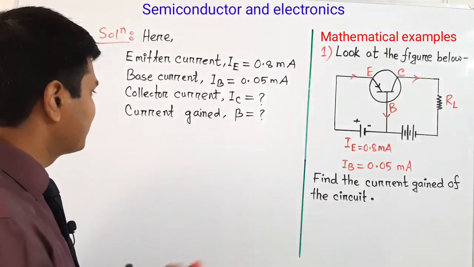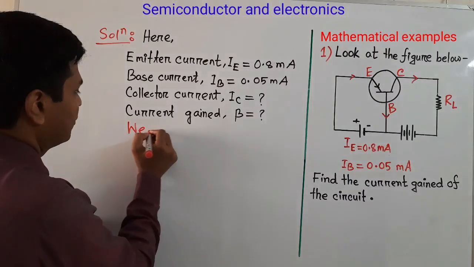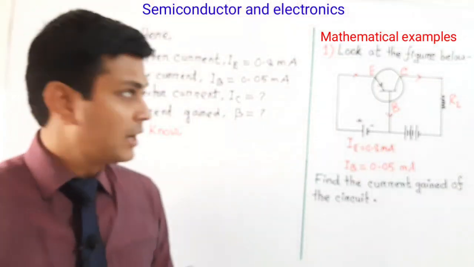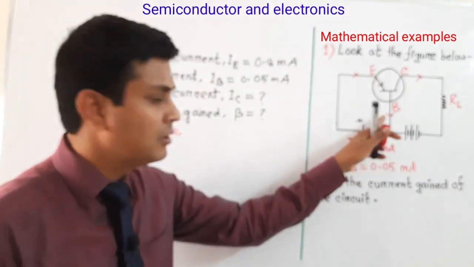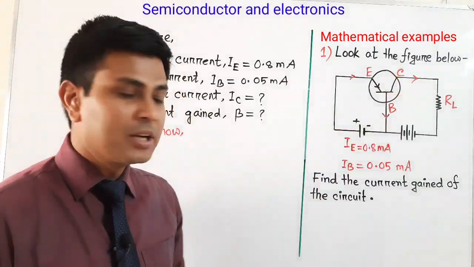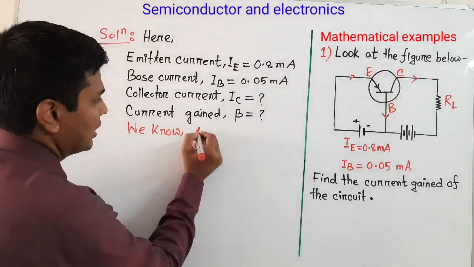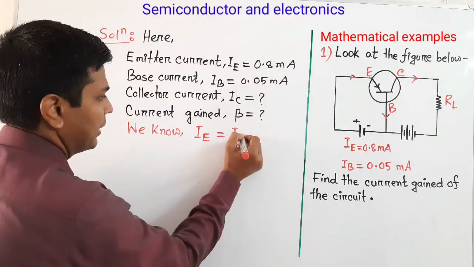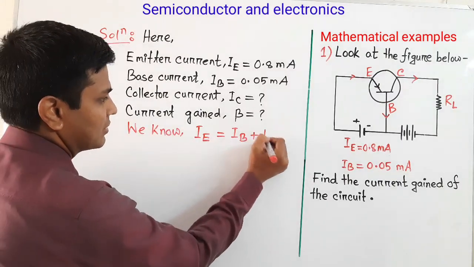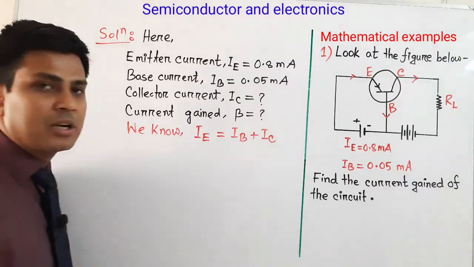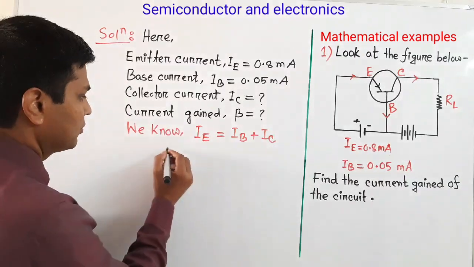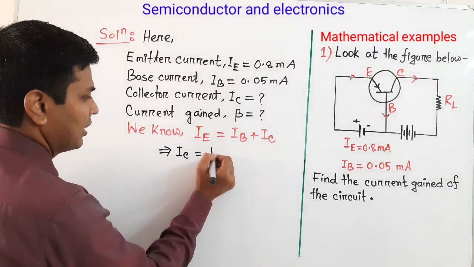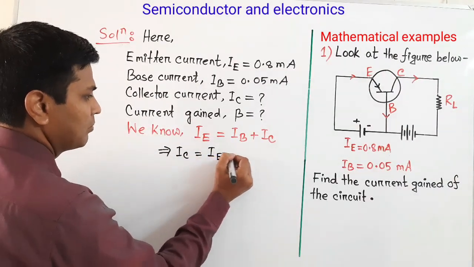So first of all, we have to apply the formula of emitter current. You know the emitter current is the summation of base current and collector current. So from this formula you can write emitter current equals base current plus collector current. Now if you want to calculate the collector current IC, then you can write IE minus IB.